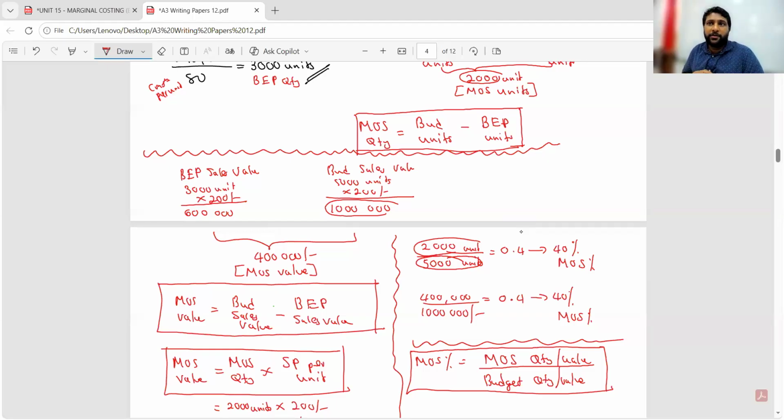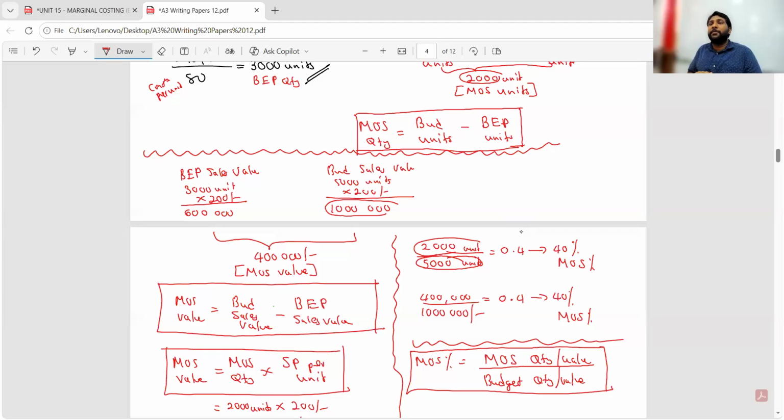Contribution per unit, how is it? Tell me. Selling price per unit minus the variable cost per unit. Marginal cost income statement: total sales minus the total variable cost. Total contribution minus the total fixed cost, profits. Then break even point quantity: total fixed cost divided by the contribution per unit. If you multiply that by the selling price per unit, break even value.